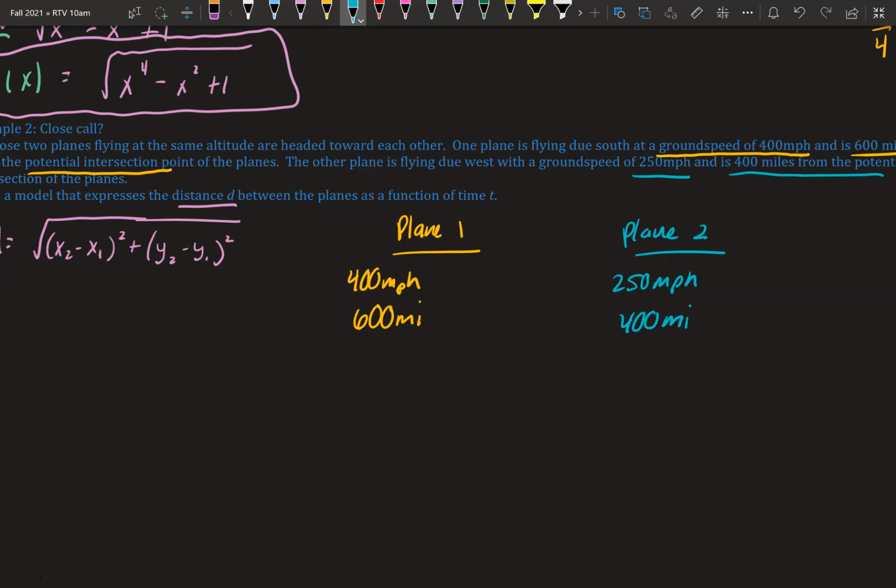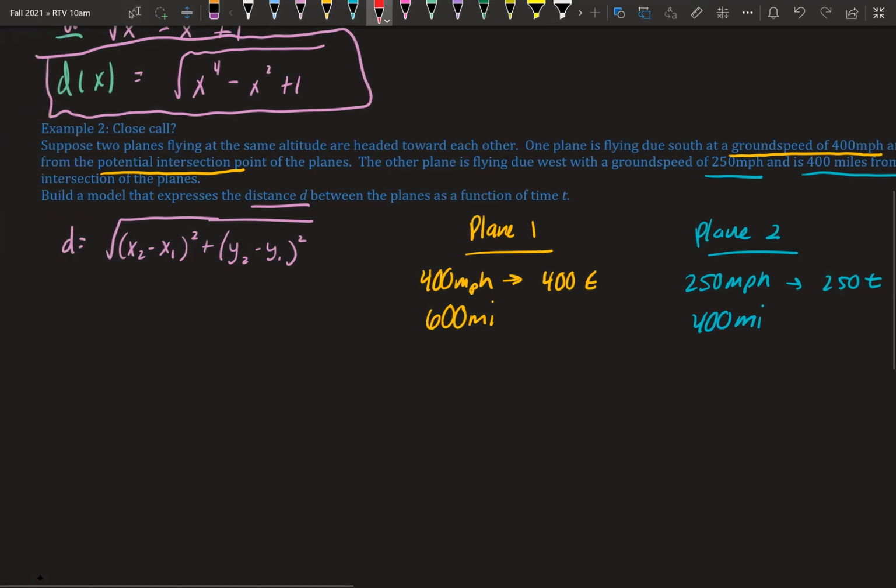Anyways, so they're coming together. Keep that in mind. Together, together. So remember we said miles per hour, that just represents time. So we have 400 t and then we have 250 t. So this is what I mean by together. You see how we have two things with miles per hour and two things with just normal miles?